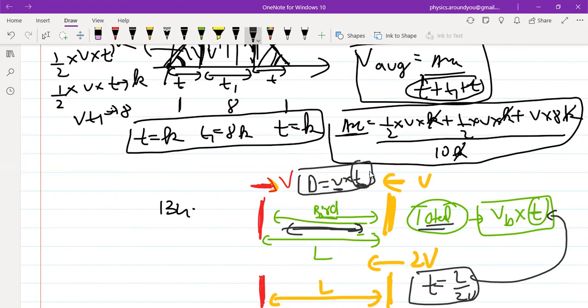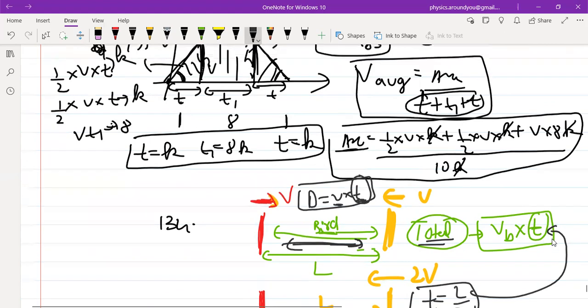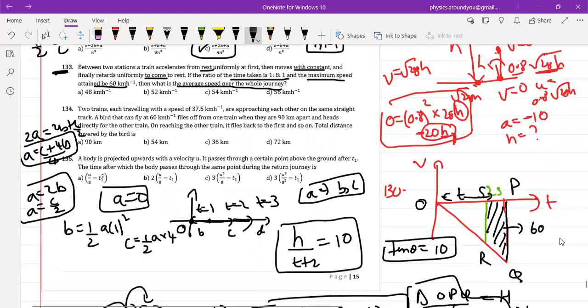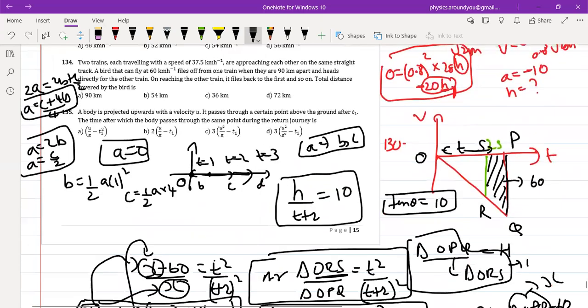What's the total time till the bird can fly? The bird can fly till the two trains meet. The two trains can meet at L by 2v. So we put it there. You put everything in the right appropriate units, you'll get the option. The option should be 72 kilometers by the way.